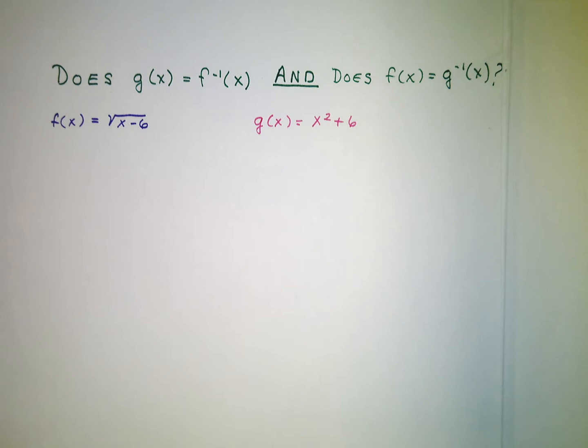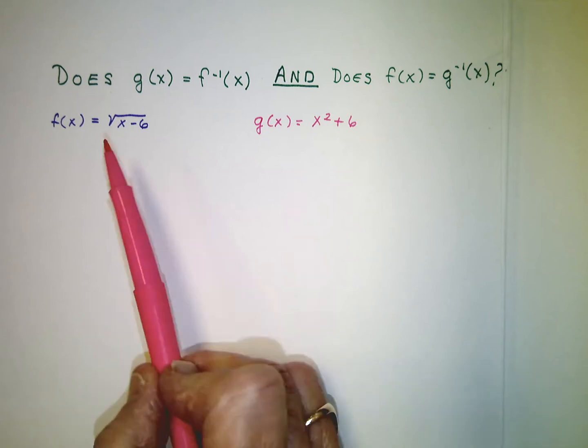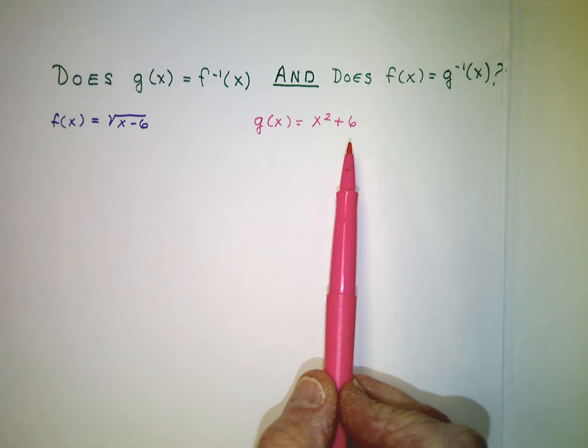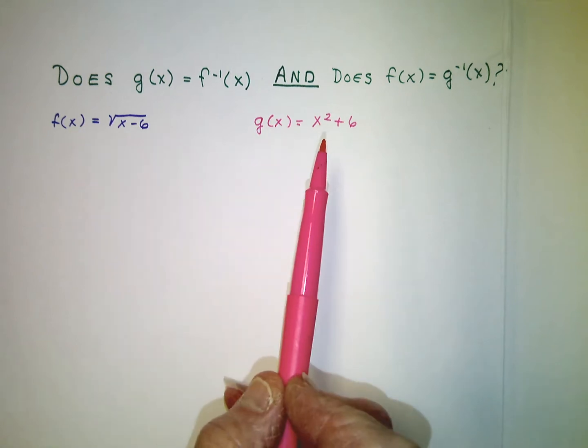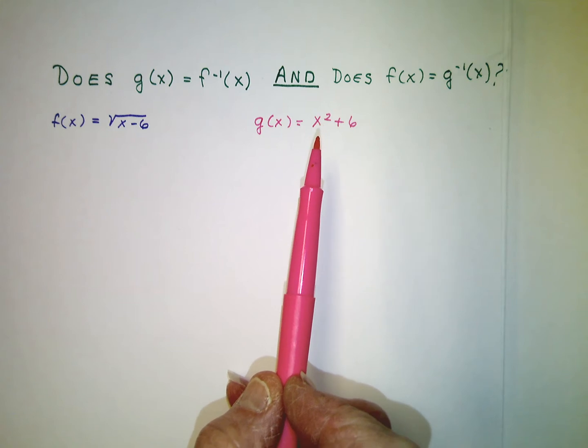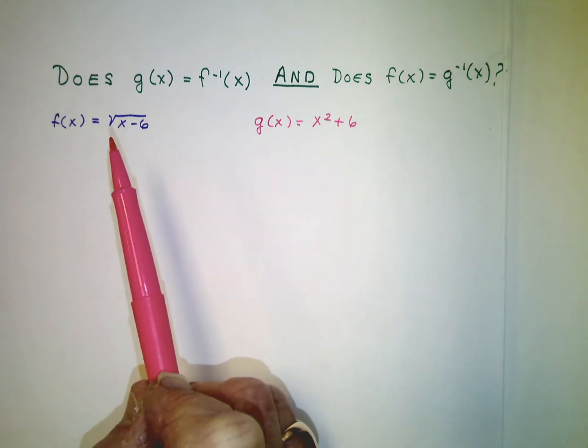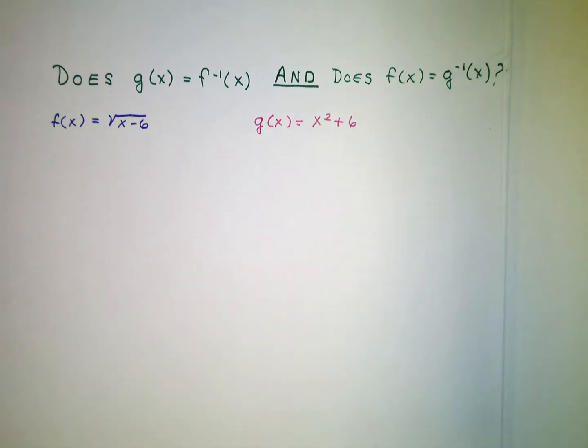The second method requires us to find the inverse of each function. If the inverse of the f function is the same as the g function, and also if the inverse of the g function is the same as the f function, then they are inverses of each other. And we have to figure them both out.